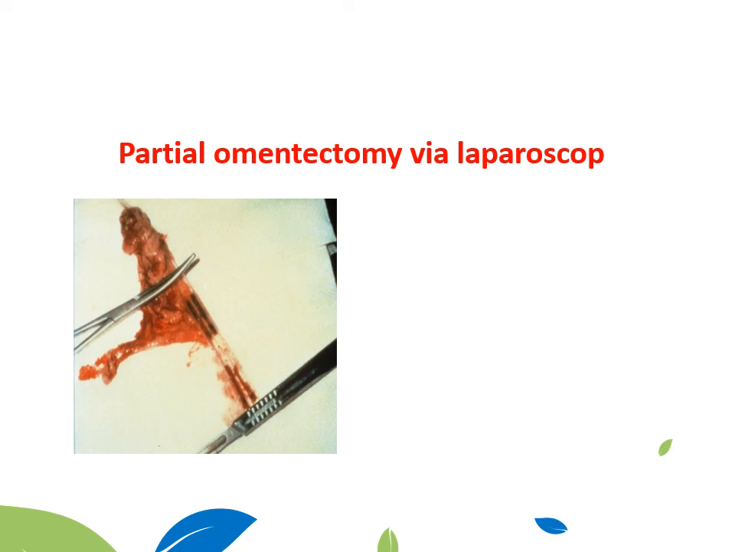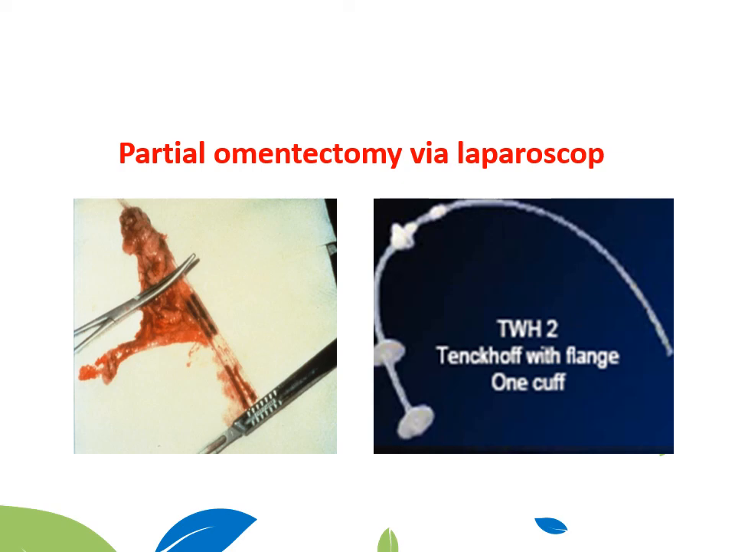As you can see here, you can do a partial omentectomy, remove parts of the omentum, and if it's frequent, you can use the Toronto Western catheter with 2 discs, so that will give you a space all around the catheter to avoid omentum adhesions or wrapping later on.